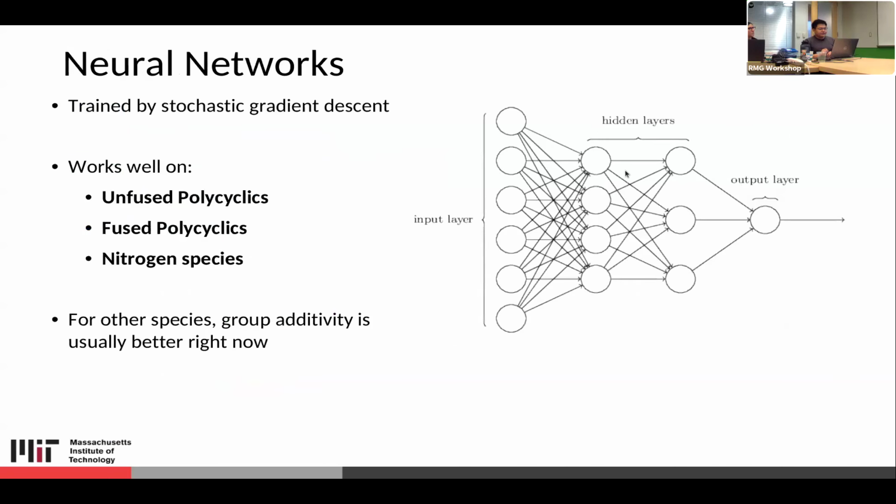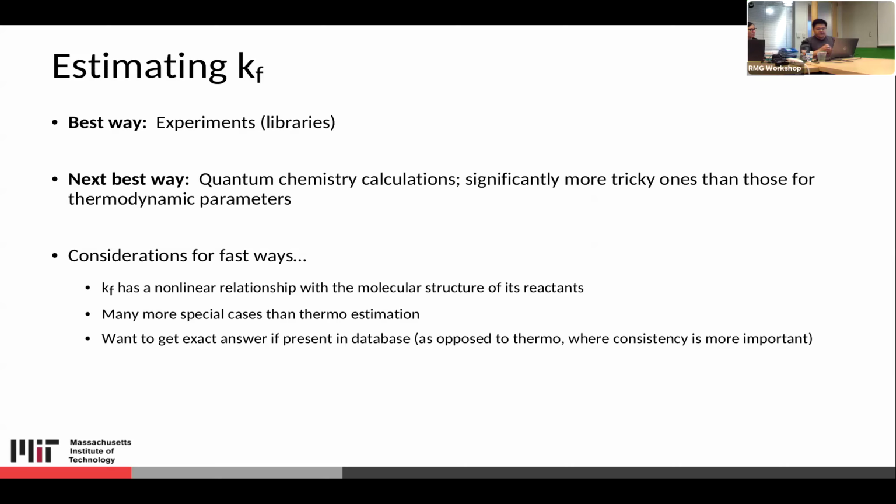We also mentioned earlier that there's an ML method for thermo. The latest version of RMG doesn't support that currently. But in the previous versions, it's recommended for polycyclic species. For most cases, though, group additivity is usually the way to go. Okay, so that's basically thermo estimation.